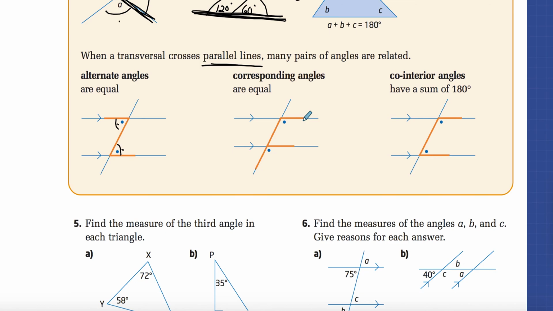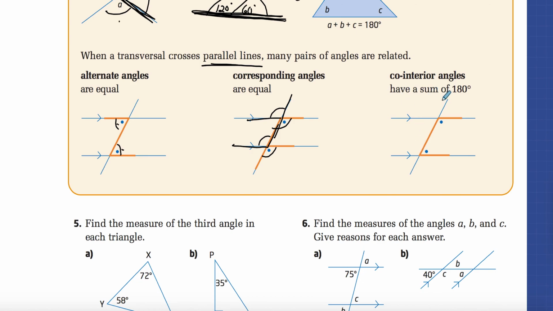Corresponding angles, you'd see an F, and they are also equal. So the F could be upside down or in different orientations, but here, if that is 120, down here is 120. Those are the same size. You might see the F upside down. So for example, it could be drawn like that, and then those angles would be the same measurement. So that's called corresponding angles.